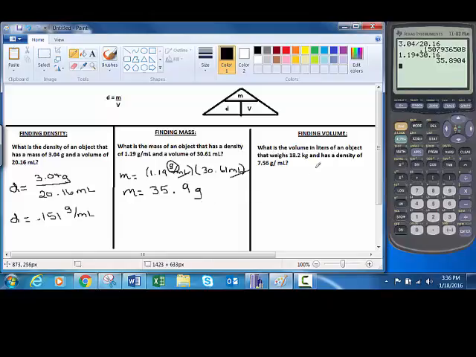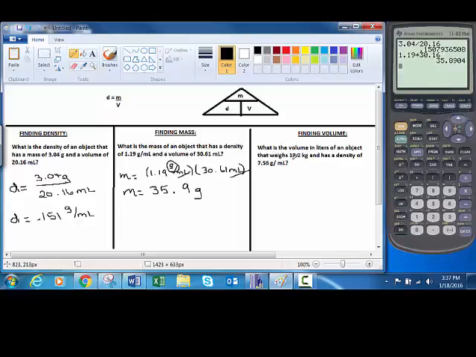The next question asks us to find volume. It says, what is the volume in liters of an object that weighs 18.2 kilograms and has a density of 7.56 grams per milliliter? If we use our triangle to cover up volume, which is the unit that we're trying to find, we see that our mathematical operation will be mass divided by density.